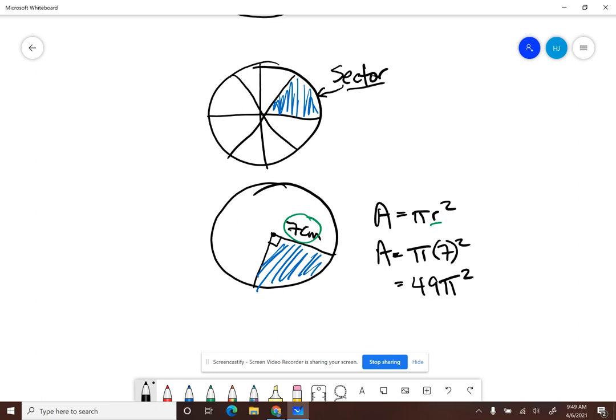But now I want you to think about how much of this circle we're actually talking about, okay? Because this would be the area of the whole circle, but I'm asked to find the area of just this blue portion. So let's think about what we have. Think about in a circle, you have 360 degrees, correct? So how much of this circle are we actually talking about? Well, the biggest indicator is right here, right?